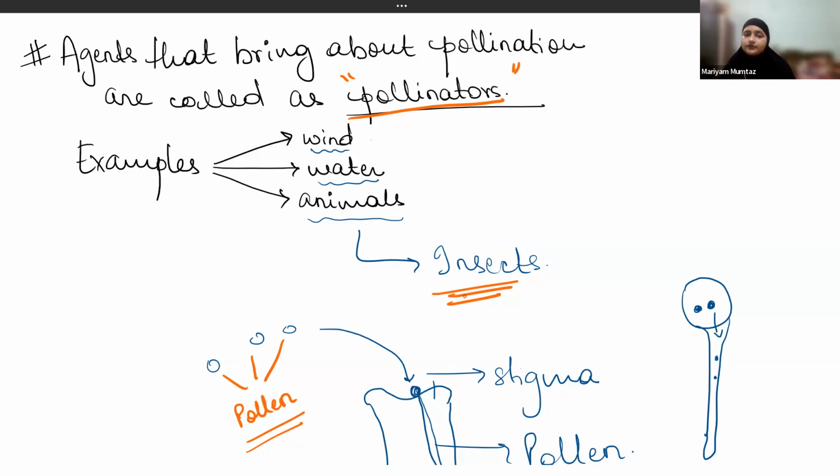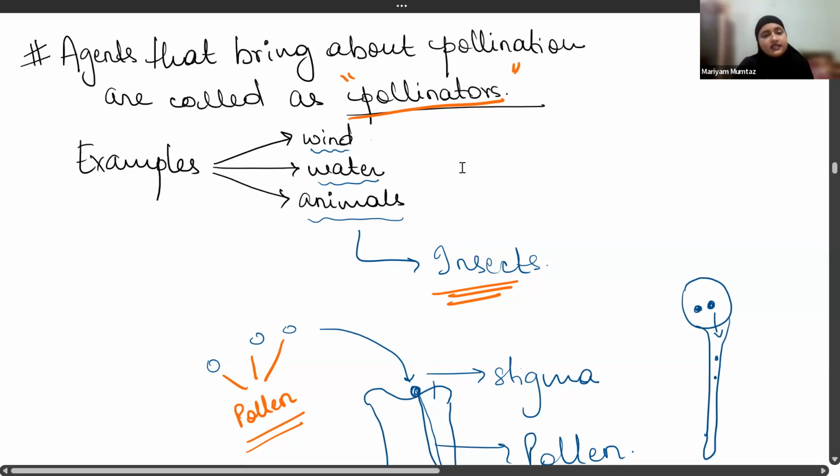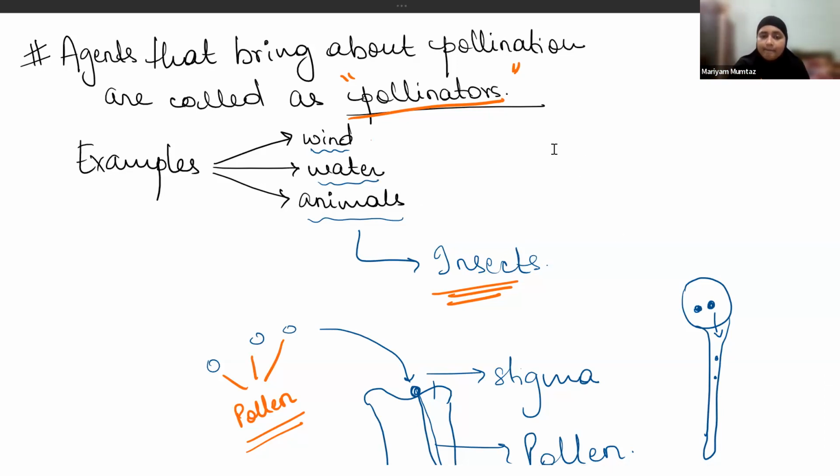Is it clear? Yes, ma'am. Yes. Are all these three ways clear? All the three pollinators, how they bring about the pollination. Is this clear to everybody? Yes, ma'am. Yes, ma'am. Okay.